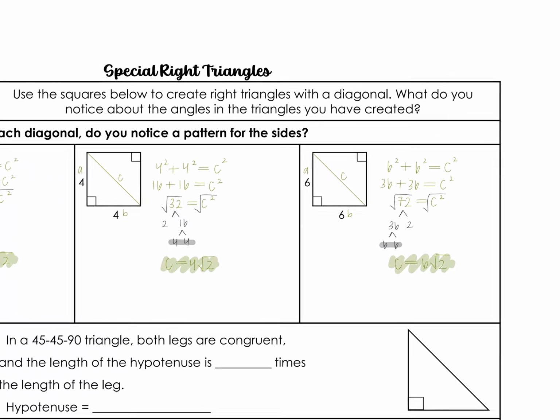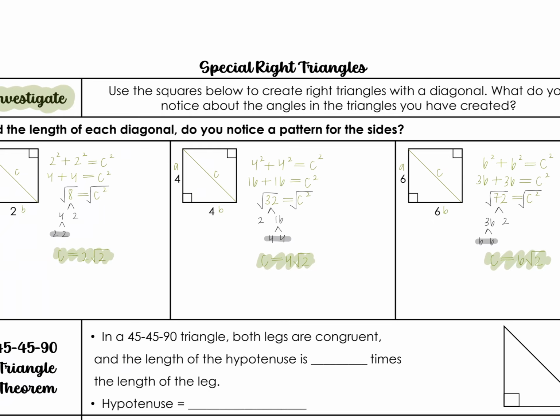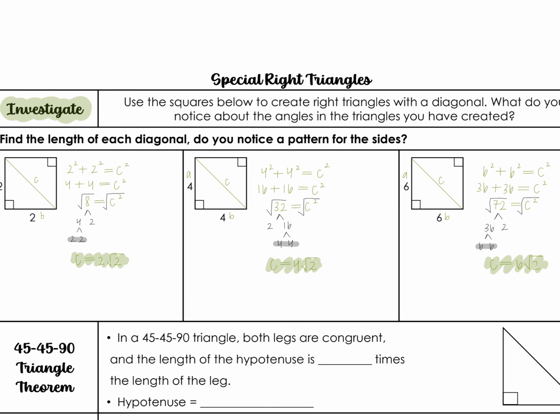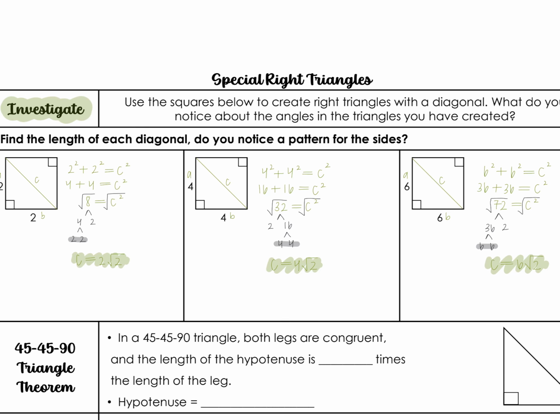So let me scroll out here for a second. And let's look at all of these together. Okay, so if you notice in every single one of these pictures, we had our side lengths for the squares. In the first picture, it was 2 and 2, 4 and 4 for the middle, 6 and 6 for the last one. And if you notice, every single time we found the diagonal length, our C, it was that number square root 2. So in the first one, we had 2 root 2. In the middle one, we had 4 root 2. In the last one, we had that 6 root 2. Okay, so that's going to help us down below.